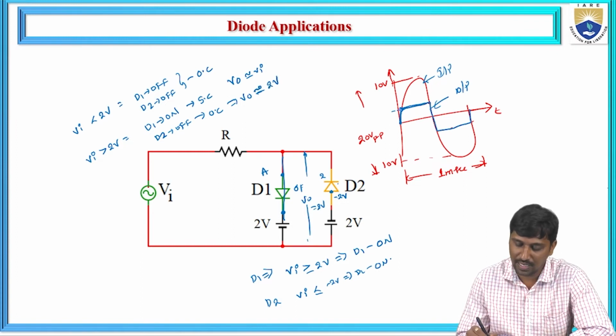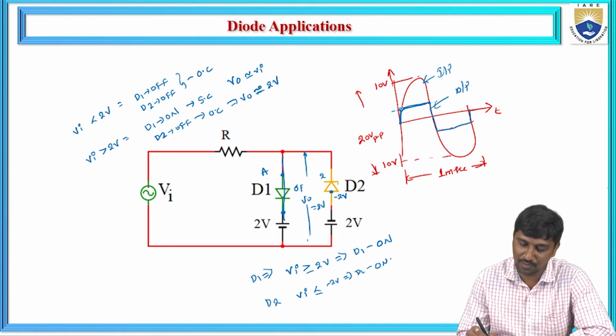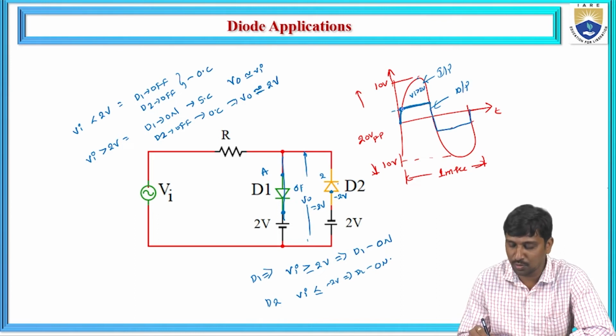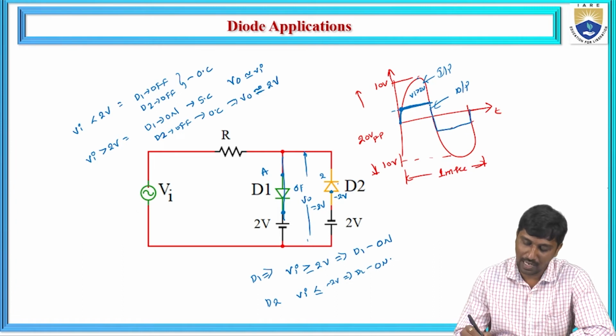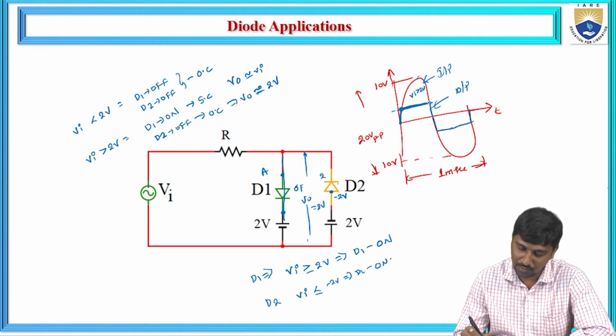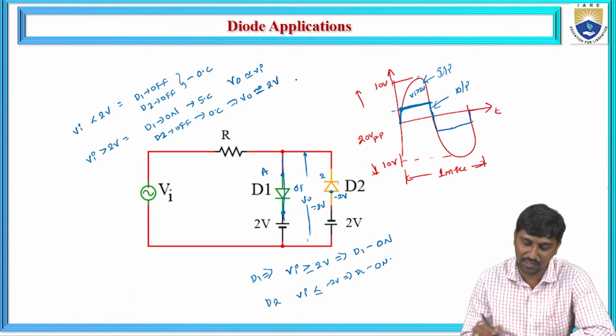So that is the reason. When Vi is greater than 2 volts, from this point to this point in this region, the output voltage is constant at a DC voltage. And again at this point, up to 2 volts, V0 follows Vi.